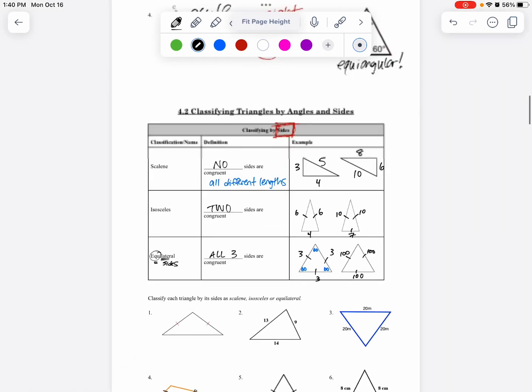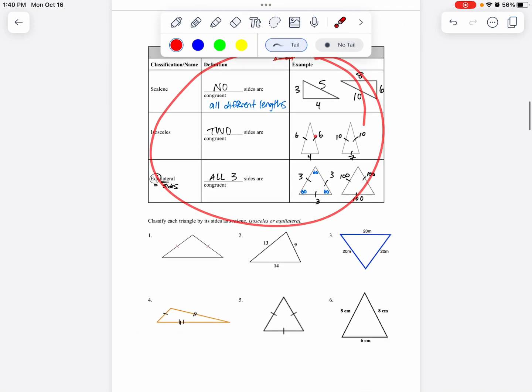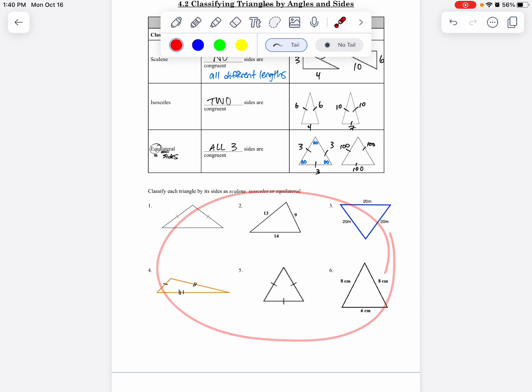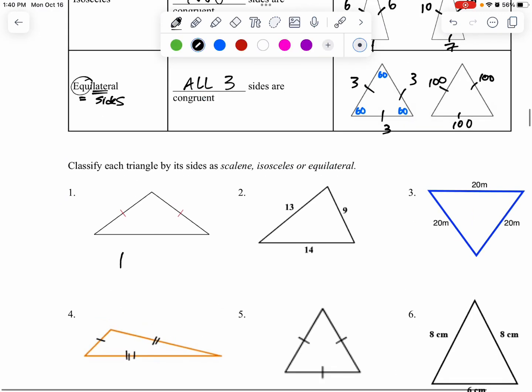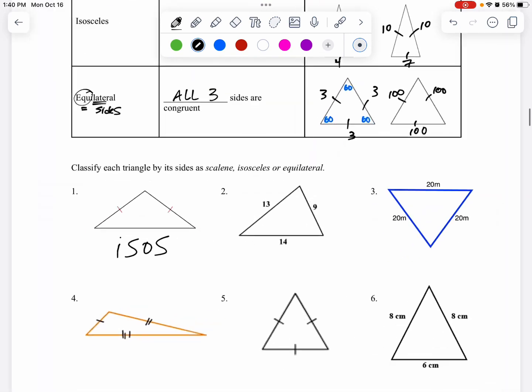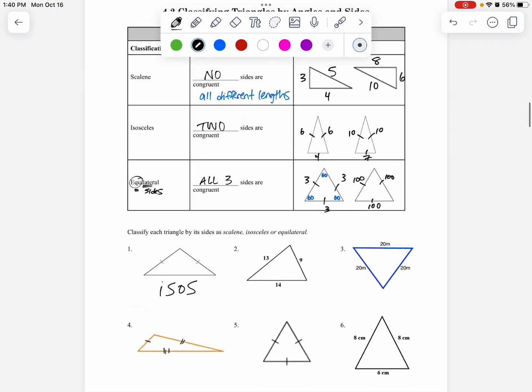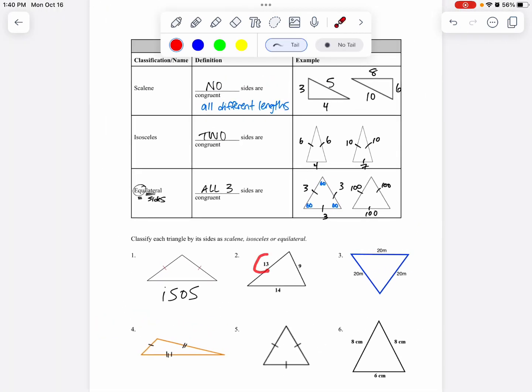So let's pick a word from up here to describe these triangles down here. Notice how I don't know anything about the angles. I only have these markings for side lengths and stuff. So for the first one, I noticed that this and this are the same. That's what those little tick marks mean. And when you have 2 sides that are the same, you call that isosceles. All right, so isos. It's okay to abbreviate it as long as I know what you're talking about, okay? Here, 13, 9, and 14, none of those are the same, which means it's called scalene.